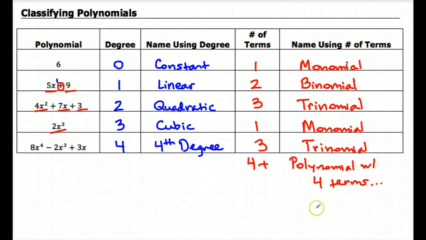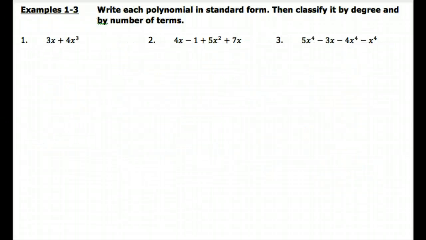Okay, so just moving on to those few examples you have on the bottom, we're going to classify these polynomials. But before we do that, we're going to write them in standard form. So there are two parts to each of these examples. Number one is we're going to write each one in standard form, meaning we're going to start with the largest exponent and work our way down. And then second, we're going to classify it by degree and number of terms.